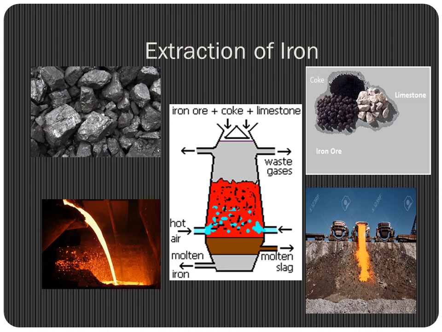The extraction of iron starts with the collection of iron ore from the earth. The ore is then crushed up and separated using gravity, and is washed with water to remove clay, sand, etc. The concentrated ore is then mixed with coke and limestone. This is then placed into the top of a huge container called a blast furnace.